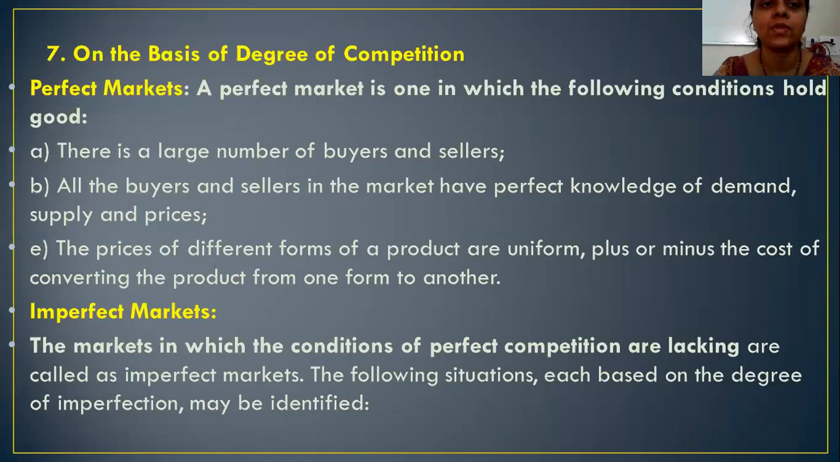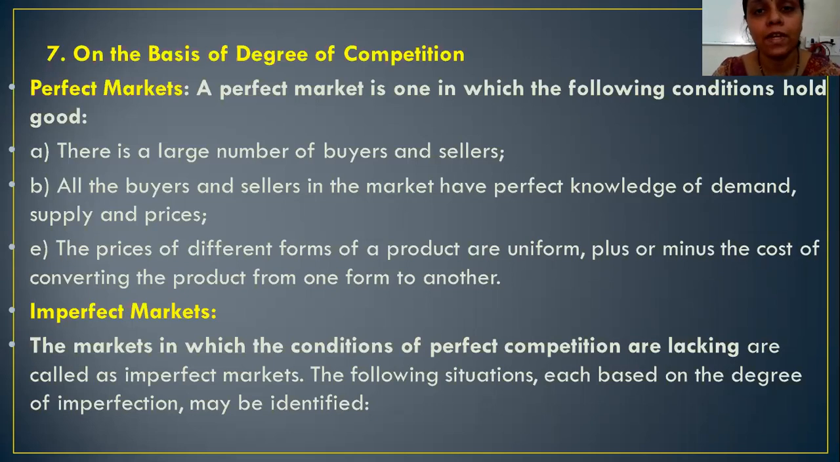In today's lecture, we discuss the rest of the dimensions. In that, dimension number 7, on the basis of degree of competition, two types of market exist: what is a perfect market and what is an imperfect market. So let's start with the first point, perfect market.